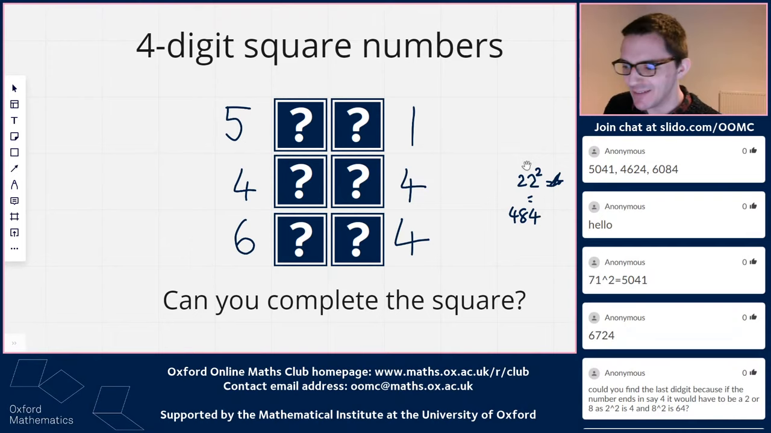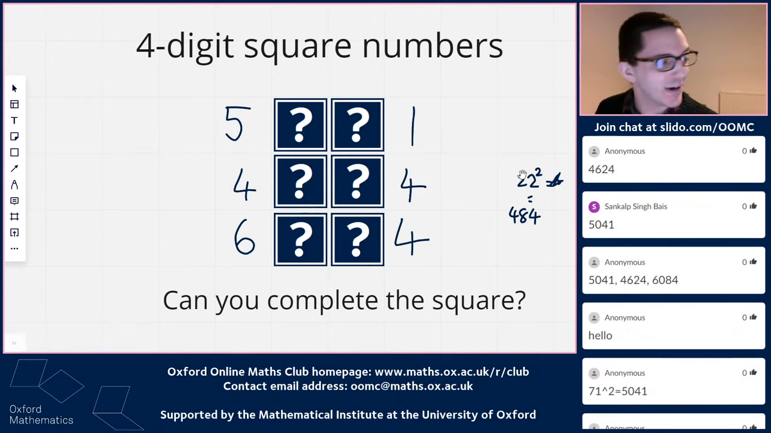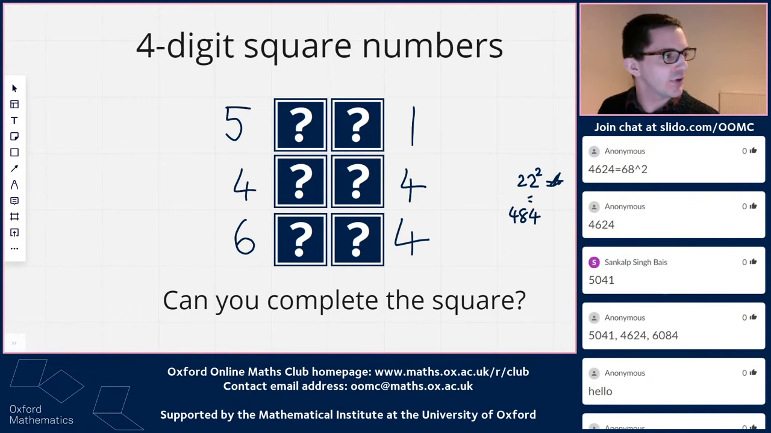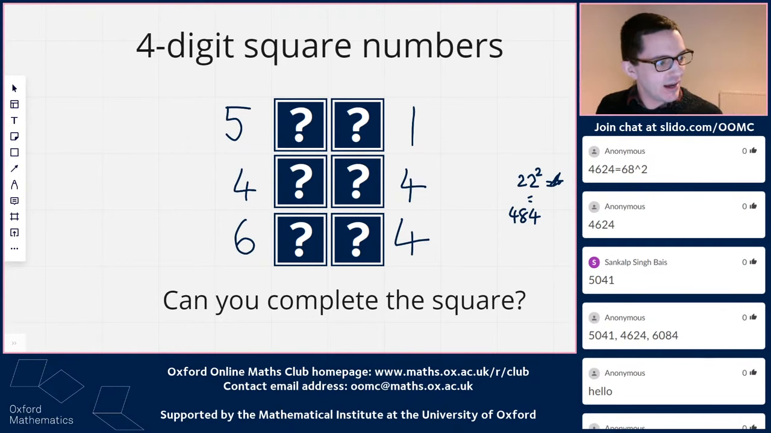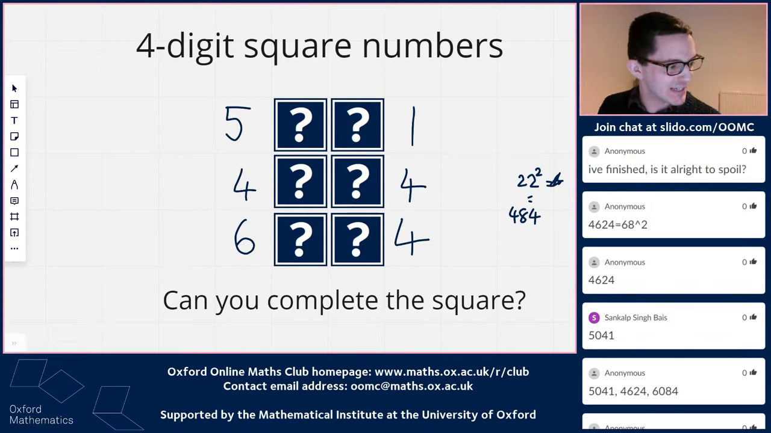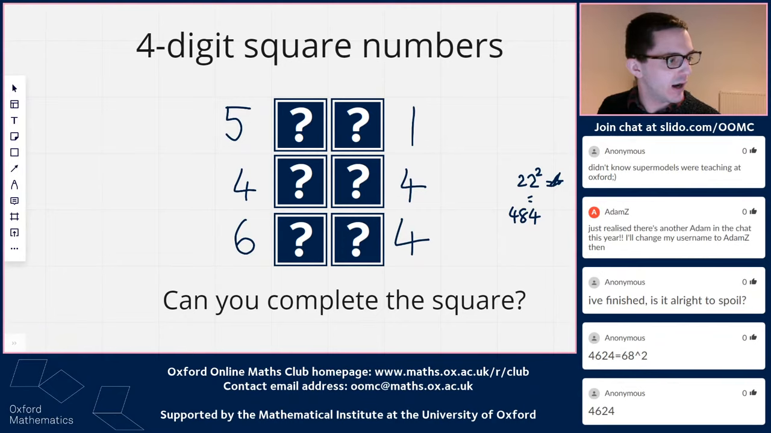I know some small square numbers. I don't know when I learnt small square numbers, but I learnt some square numbers at some point. So someone else says 4,624. I like this. People are putting lots of numbers in chat at the moment, so we can put answers in chat if you want to. Adam has realised there's more than one Adam going on here. Cool, brilliant. So we've got suggestions coming in.